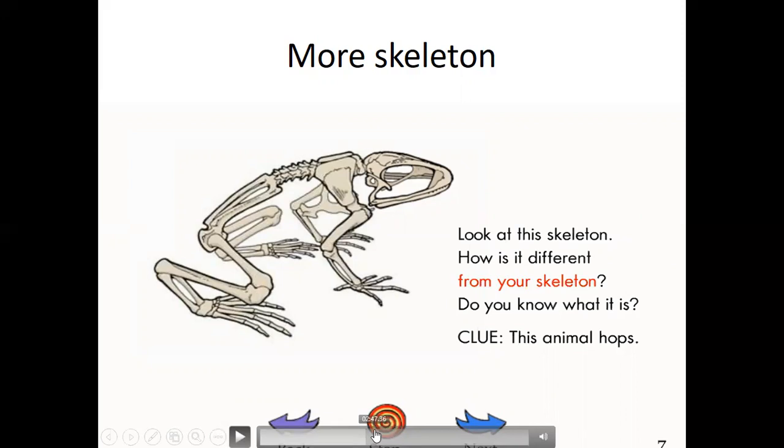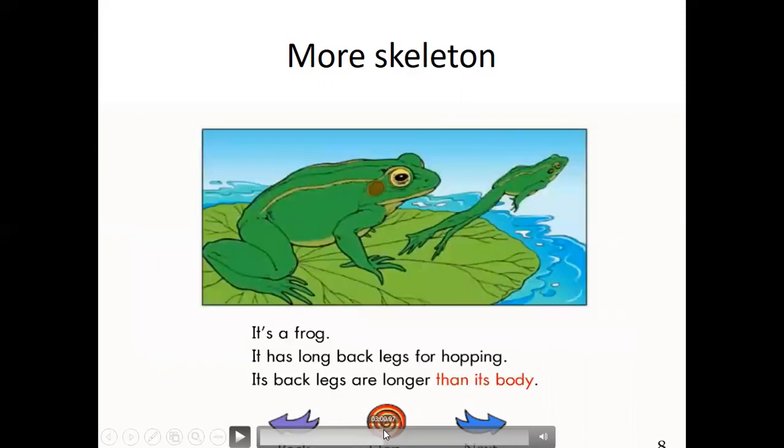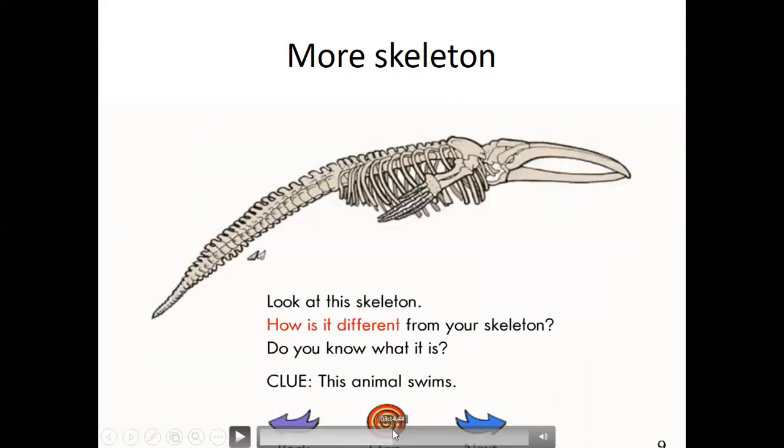So let's look. What is this? Yes, it's a frog. It has long back legs for hopping. Its back legs are longer than its body so that it can jump. Because of its back legs, it can jump easily.